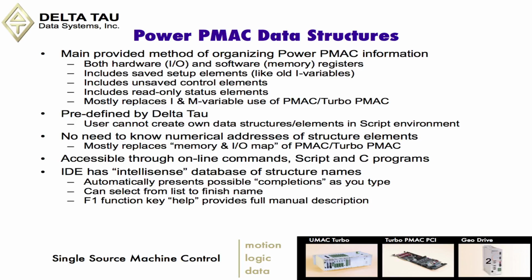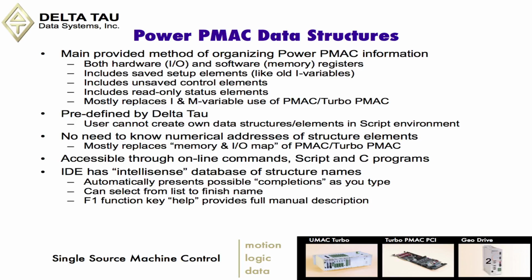So this mostly replaces the I and M variable usage of the regular PMAC and Turbo PMAC. All of these Power PMAC data structures are predefined by us, so you cannot create your own data structures, at least in the script environment. Of course, you could create your own structures in the C environment, but you wouldn't have access to them in the script environment. So these are things that we've created that you can use in both C and script.